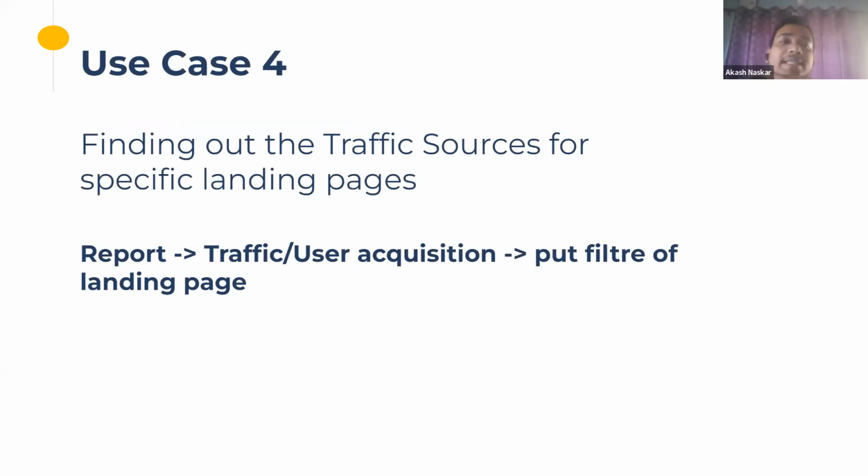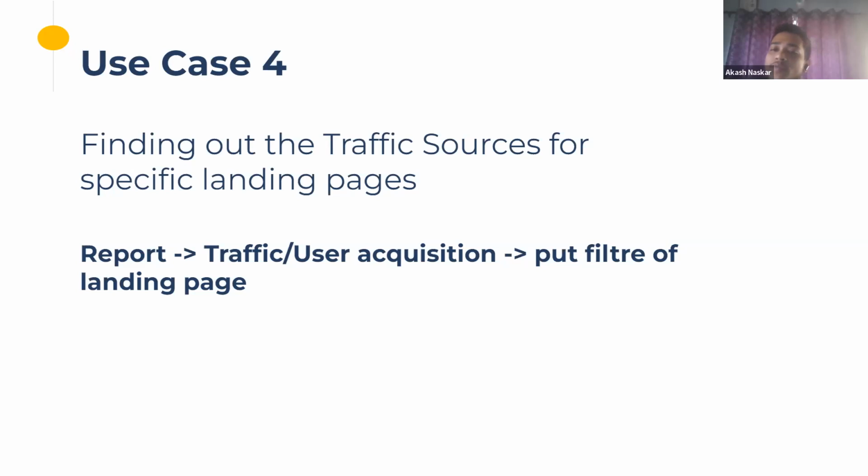Now, the fourth use case is that we need to find out what is the traffic source for specific landing pages, right? Till now, we were looking at the whole website in general, but we don't want to look at the whole website. What we want is to know, for a specific landing page which is important for us, let's say for Craftshala, the landing page of Marketing Launchpad, where the users are coming from. We don't want to know for the whole website. We just want to know for a specific page of interest.